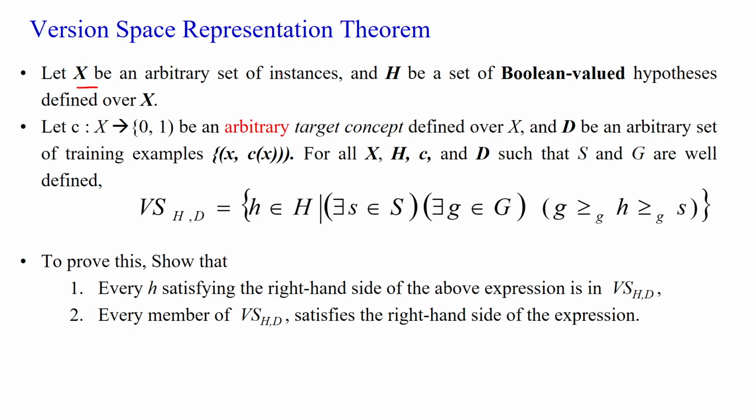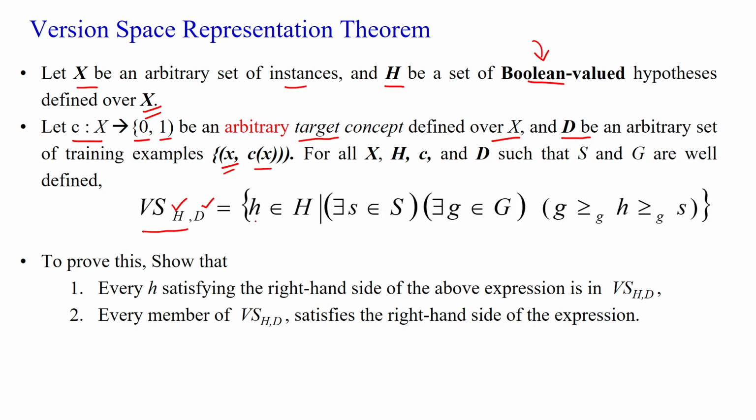Let X be an arbitrary set, the data set or instance space, and H is the hypothesis space derived with Boolean valued functions over the given data set X. So here c of x will be either 0 or 1 because it is a Boolean valued hypothesis, which is again an arbitrary target concept defined over the instance space X, and D is an arbitrary set of examples. Here all the x of training samples with respect to c of x are given, and we have to make the version space with respect to the given hypothesis space and the data set.